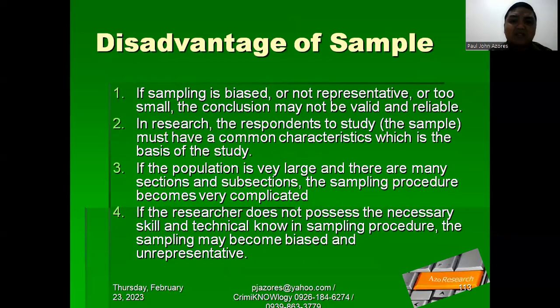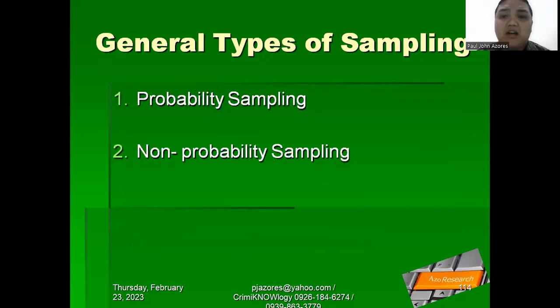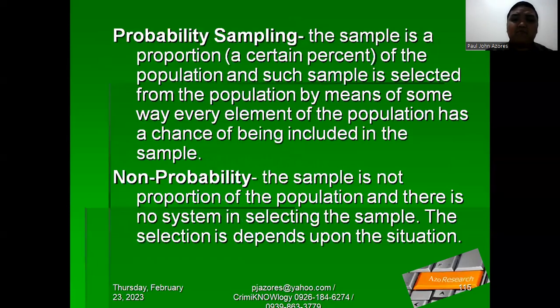Disadvantages of sampling. If sampling is biased, not representative, or too small, the conclusion may not be valid or reliable. The respondents in the study sample must have common characteristics, which is the basis of the study. If the population is very large and there are many sections and subsections, the sampling procedure becomes very complicated. If the researcher does not possess the necessary skill and technique in sampling procedure, the sampling may become biased and unrepresentative. You have two sampling types, probability and non-probability.